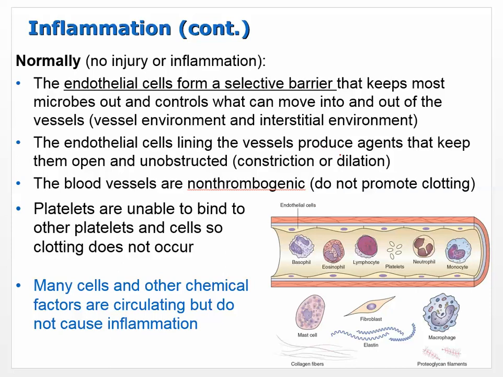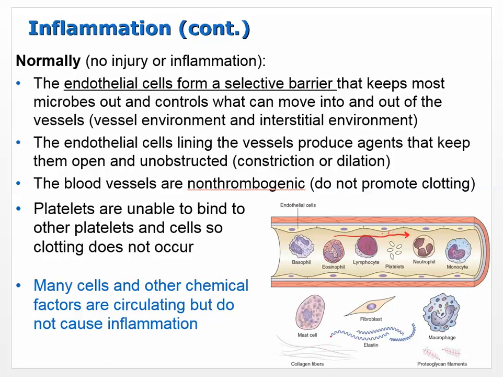The endothelial cells lining the vessels produce agents that keep them open and unobstructed. We do have vasoconstriction and vasodilation that can take place, but really we don't want any clotting. So there are signaling molecules saying don't clot, nothing's wrong, everything is fine, and these guys will just keep moving. The platelets, basophils, eosinophils, lymphocytes just keep moving as long as there's no signal. Blood vessels are non-thrombogenic, which means they don't produce clotting. Platelets are unable to bind to other platelets and cells, so clotting is not supposed to occur when everything is happening normally.